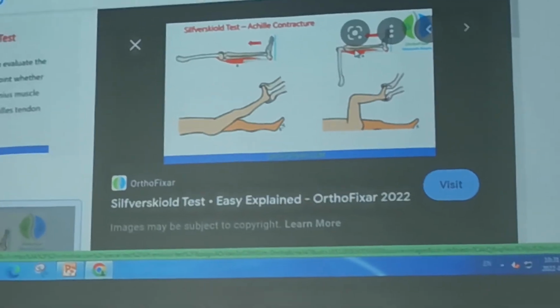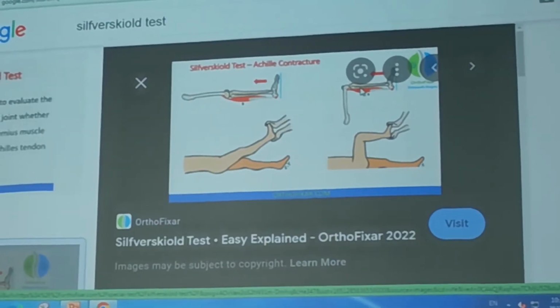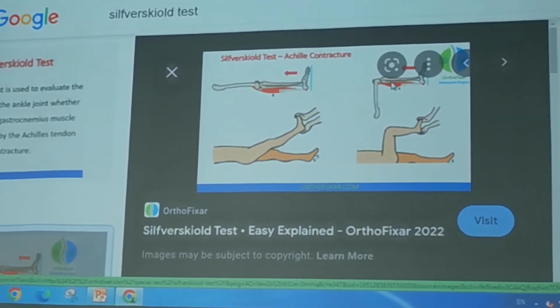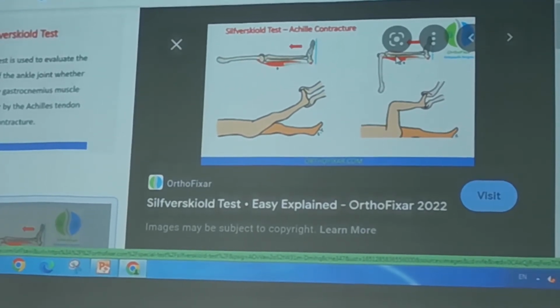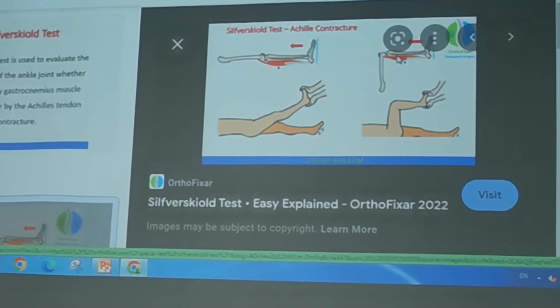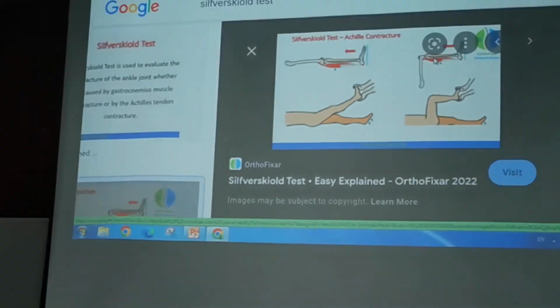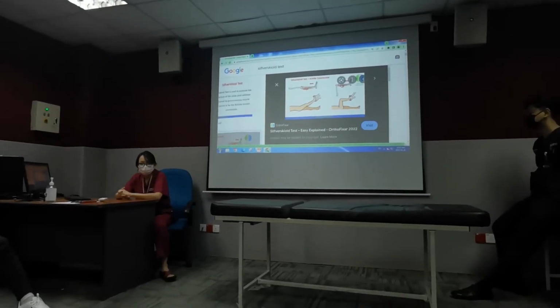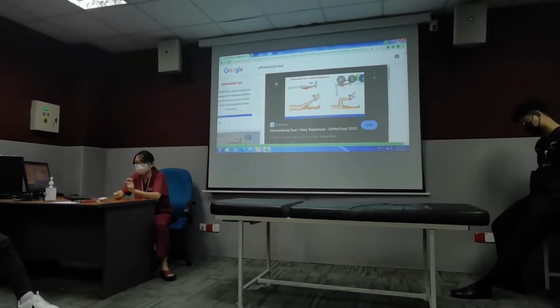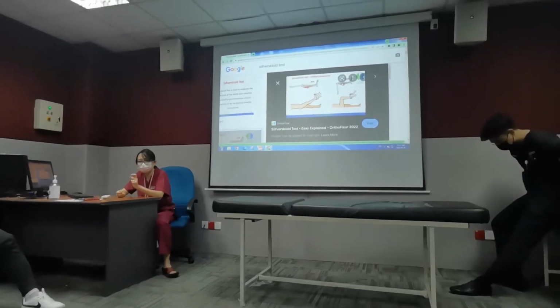Okay, if your Silfverskiöld is negative, then maybe your whole Achilles tendon itself is tight, or you have a bony block inside the ankle joint, or something else is blocking dorsiflexion. Okay, understand? So the Silfverskiöld is just to exclude the tightness from the gastrocnemius muscle.